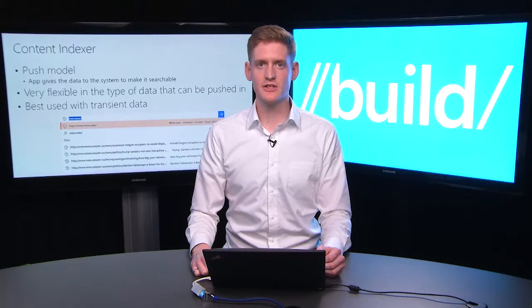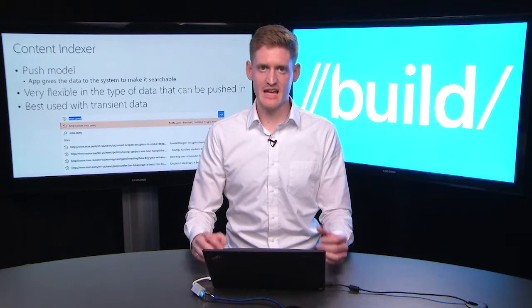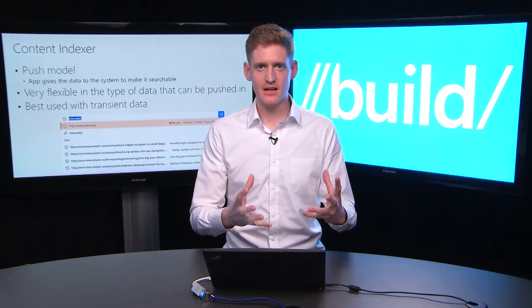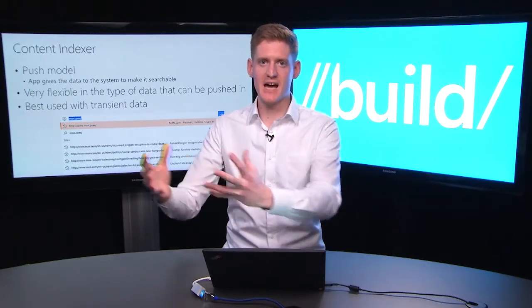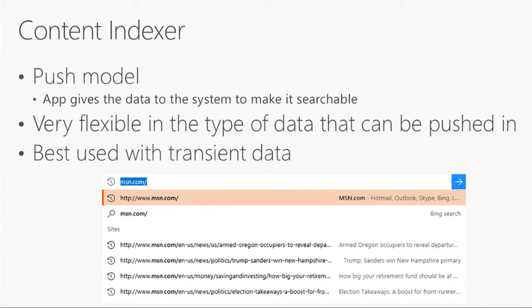The content indexer works on a push model, where the app packages up the data into a property bag and then passes it to the system. The system then takes that property bag and makes the data within it searchable. This gives you so much flexibility over the schema you want to use. The only restriction being that it has to fit within this property bag, which is, again, a free-form bag. You can put what you want in it.